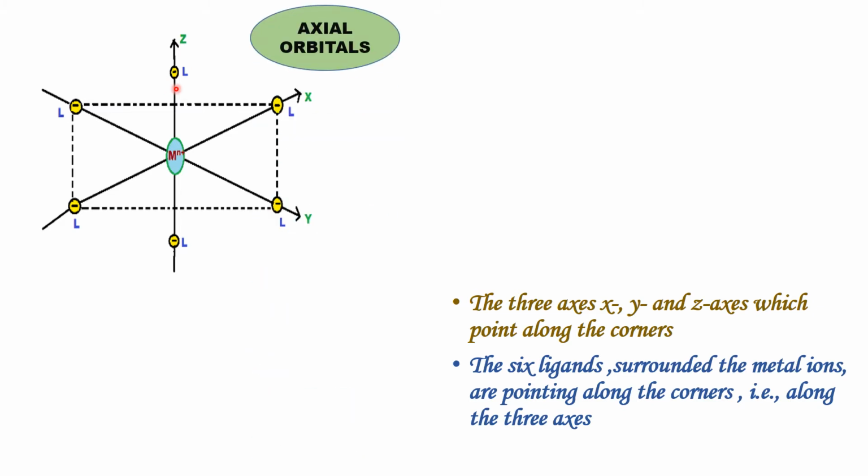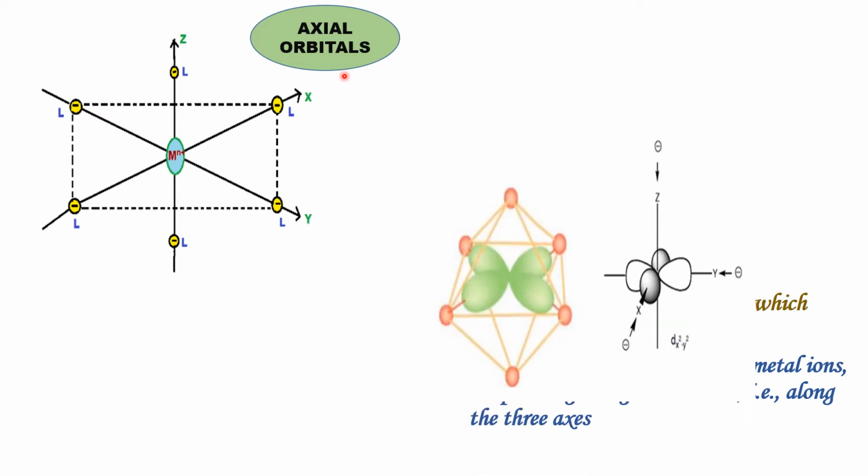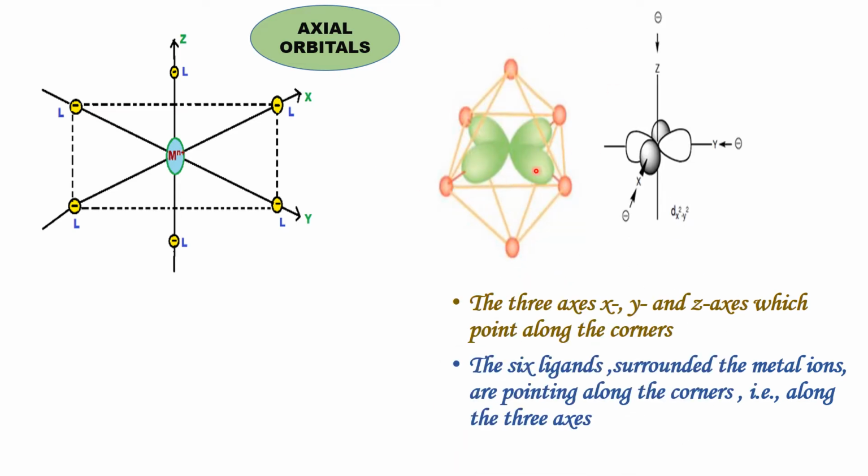What about the axial orbitals when the ligands approach them? Here you can see the axial orbital dx square y square. That means the lobes of the orbital are along the x and y axis. The ligands are approaching through the x, y axis.